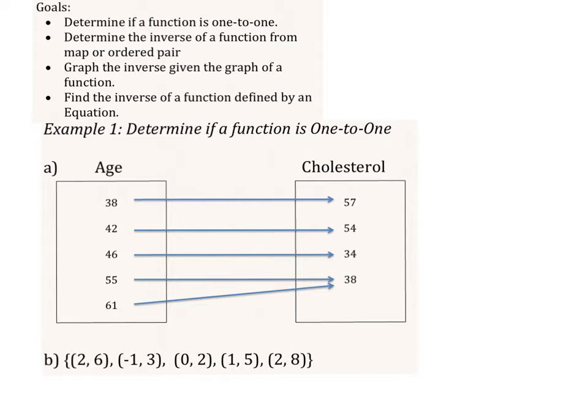Okay, we want to determine if a function is one-to-one. Our other goals are to determine the inverse of a function from a map or ordered pairs, and then we want to graph the inverse given the graph of a function. So we'll be given a picture of a function, and we should be able to graph the inverse of that once we know what we're doing here. And then we want to find the inverse of a function defined by an equation. So there's a whole process for that, and we're going to go through that as well.